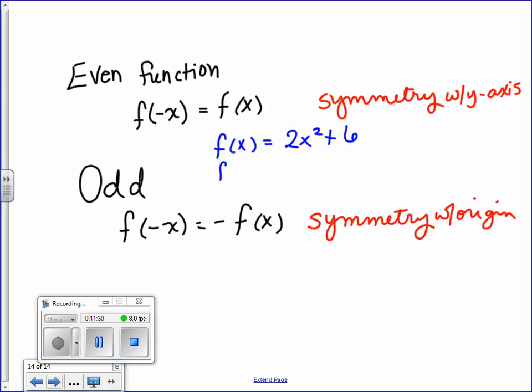Alright, if I put a negative into this problem, what's negative x times negative x? x squared, right? Is the original exactly the same as the new one? So that's an even function. Okay, when the original is exactly the same.